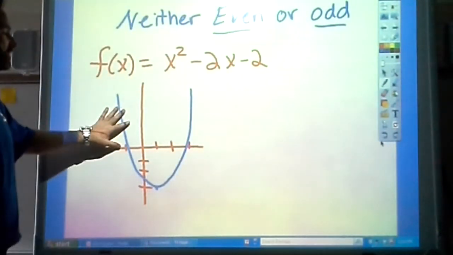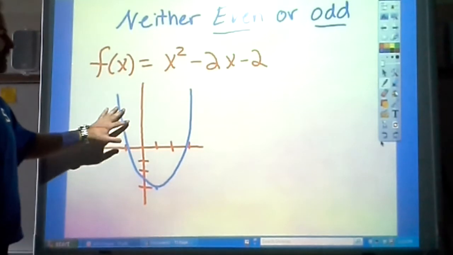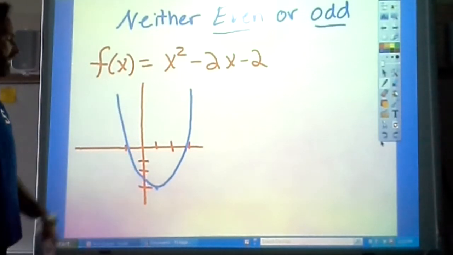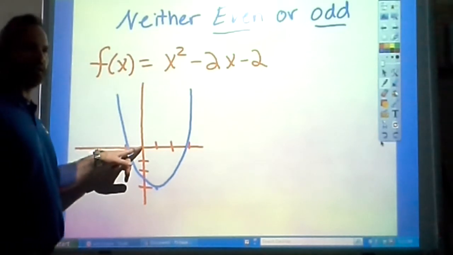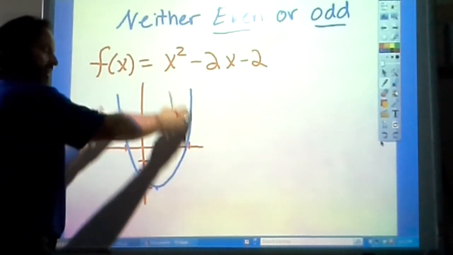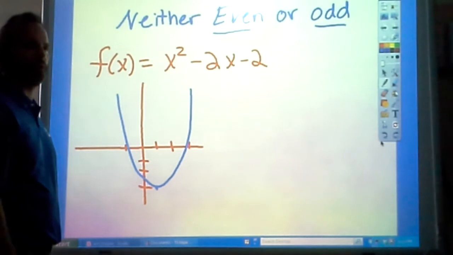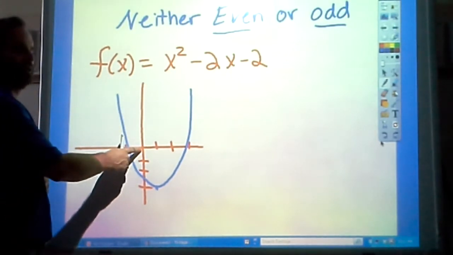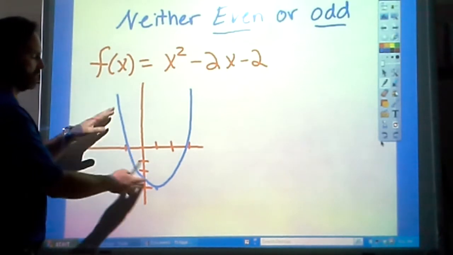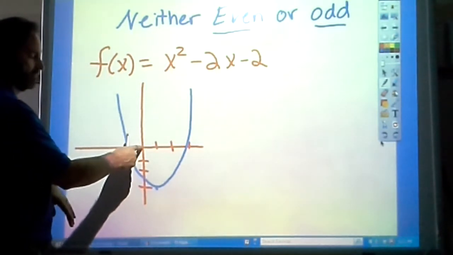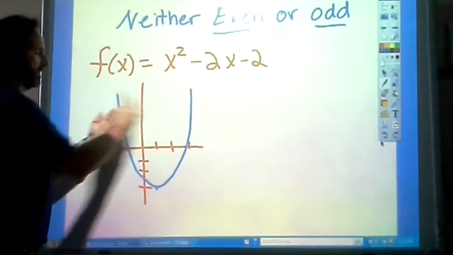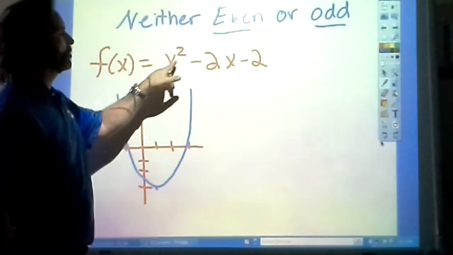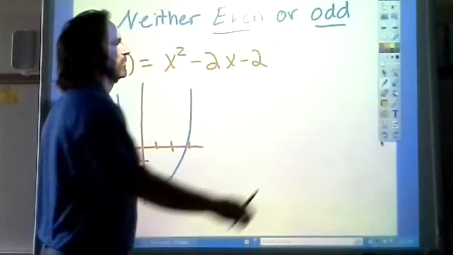So from the graph, you can say this is not symmetric about the y-axis. It's not an even function. Can you rotate this about the origin and get the same thing? No, it's not going to be at all the same shape. If you rotate that, it's not symmetric about the origin either. So from the graph, you can't rotate this about that dot there, and it's not symmetric about the y-axis, so it's neither. All right, let's look at x squared minus 2x minus 2.